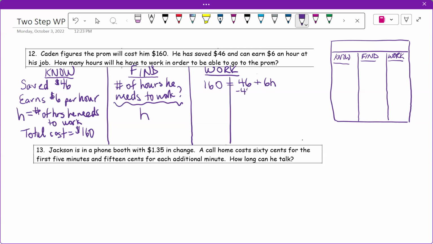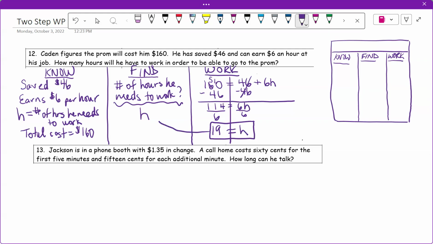We'll subtract the 46 from both sides. Right? We'll do some borrowing to subtract. Our additive inverses cancel out. 6H comes down. Back to solving a one-step equation. We'll divide both sides by 6. And we'll do a little bit of division here on the side. Divide 114 by 6 on your own. And you get 19 equals H.